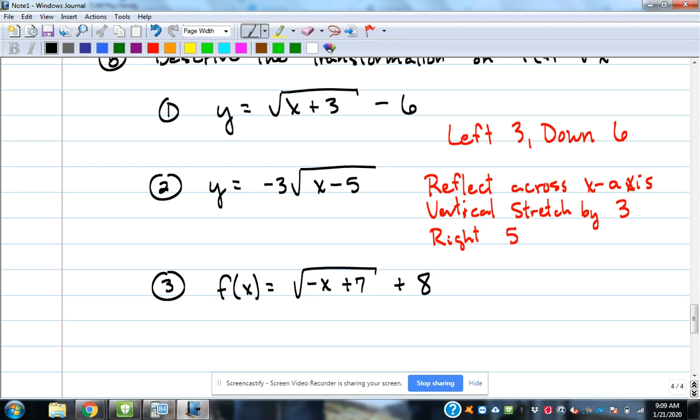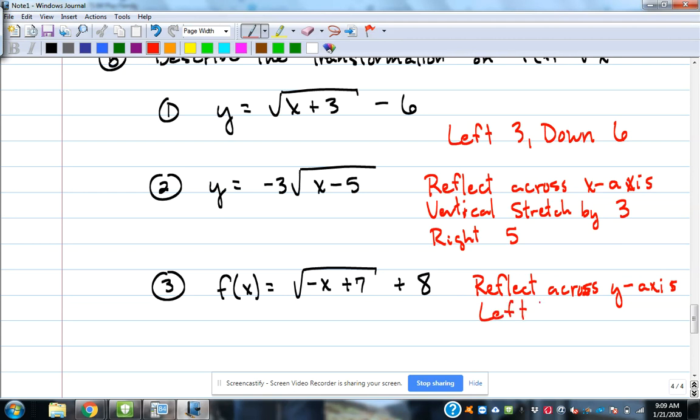Reflection across the y. Where's that coming from? That's right. Yeah, that negative on the inside with that x there is reflect across y-axis. What else?